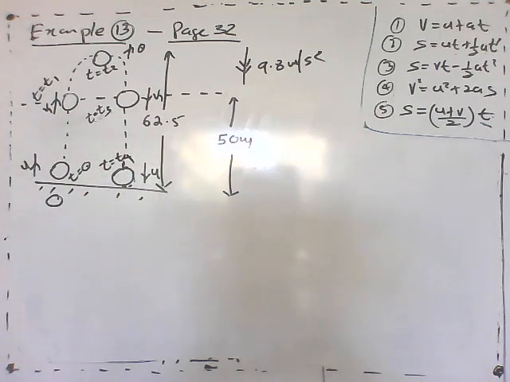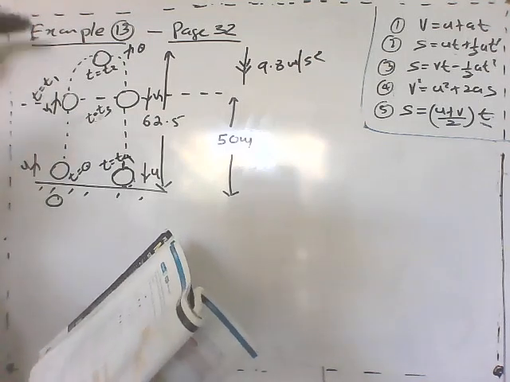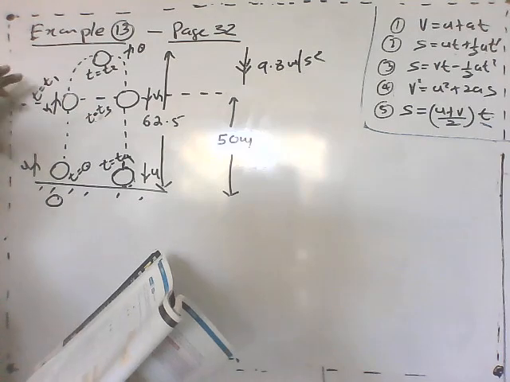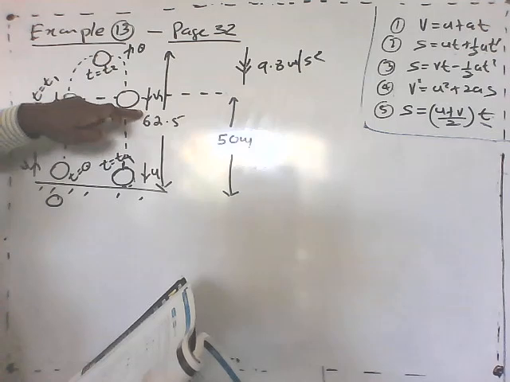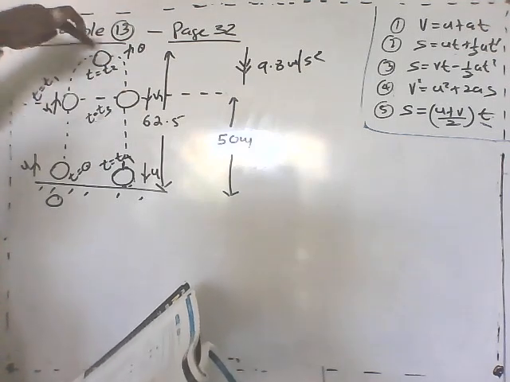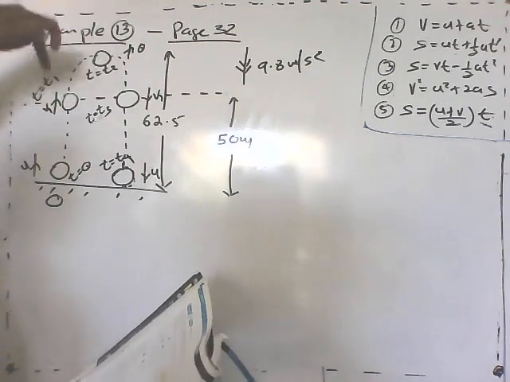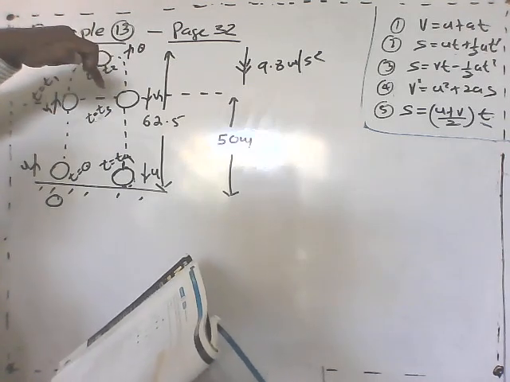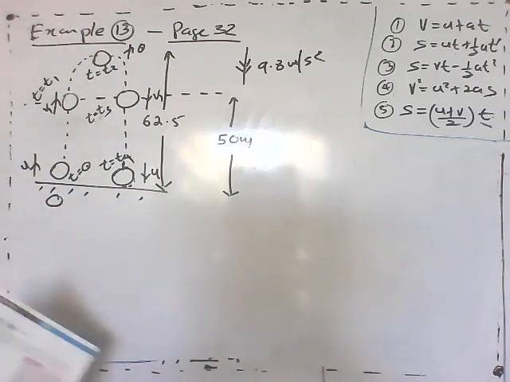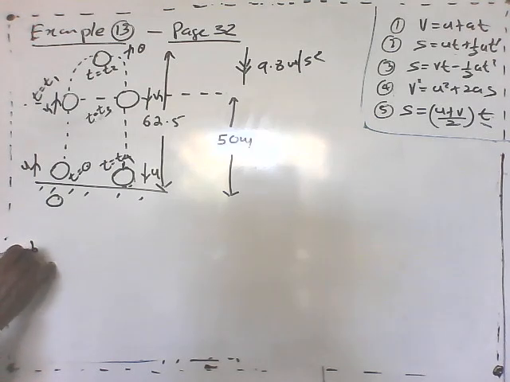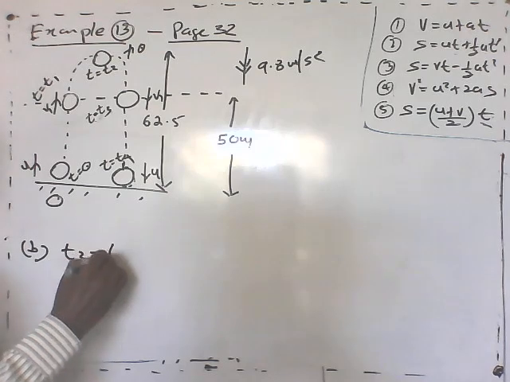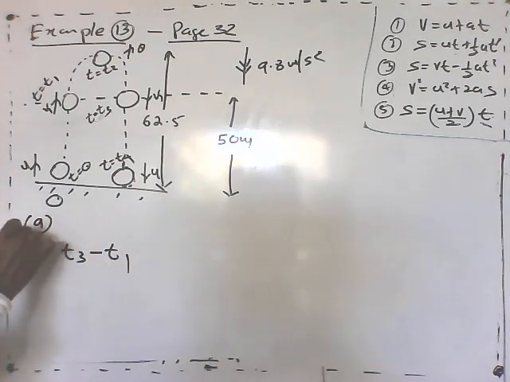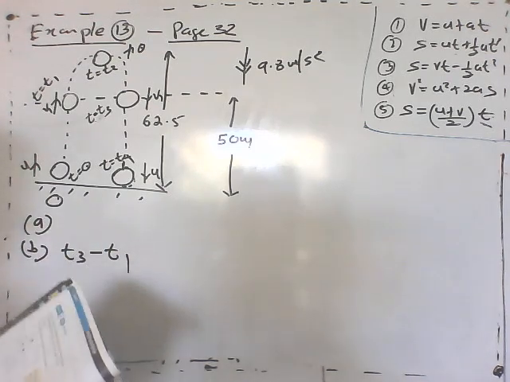So now we'll see what they want. Again, part B is the total time for which the particle is 50 meters above. If we assume this is the 7th second, then 8, 9, how long was he above 50? 7, 8, 9, that means 2 seconds he was in this level. So what they want in part B is t3 minus t1, and in part A what they want is the u.